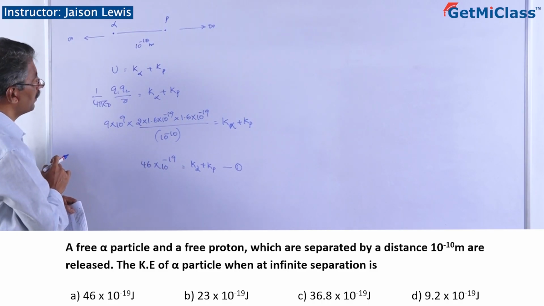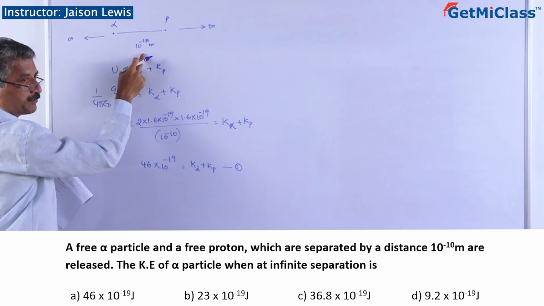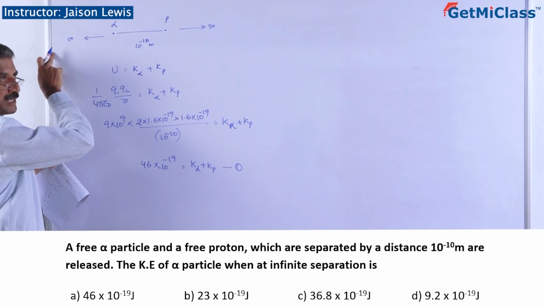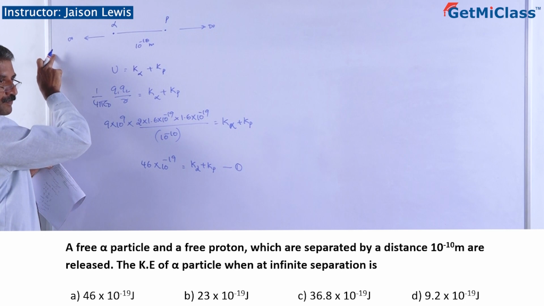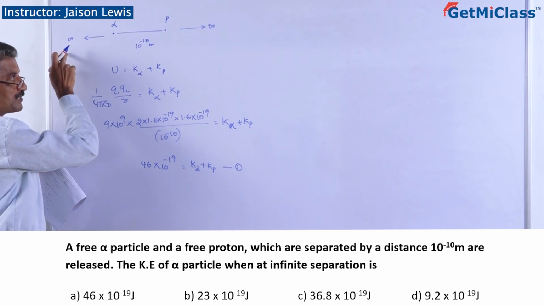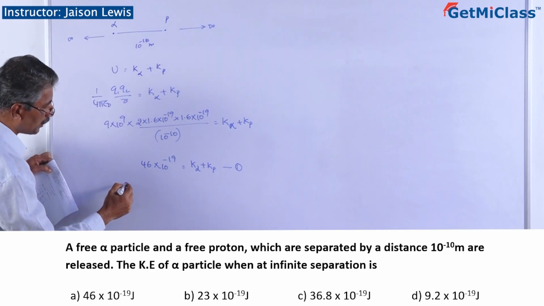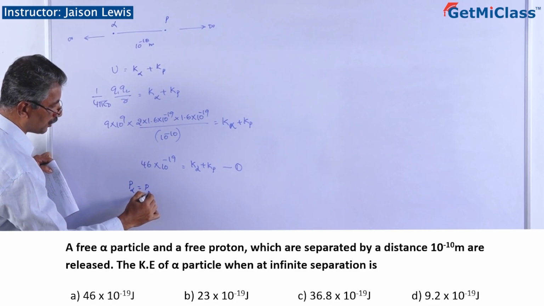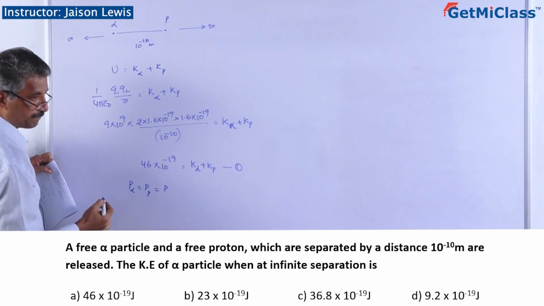For this, we know they are initially at rest at a distance of 10 power minus 10. They must have some momentum when they reach infinity. Since the initial momentum is 0, the final momentum should be equal to 0. Based on the momentum carried, we can write the kinetic energies. So the momentum of alpha is equal to the momentum of proton, by conservation of momentum. Let it be the value p.